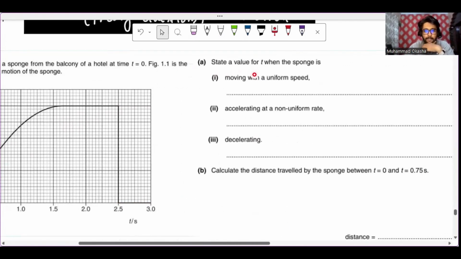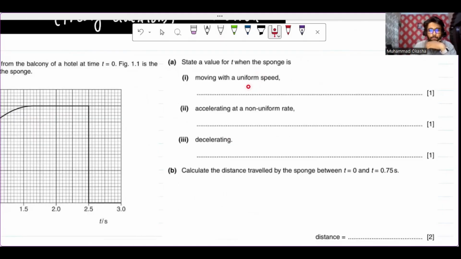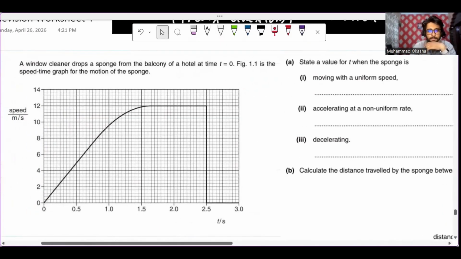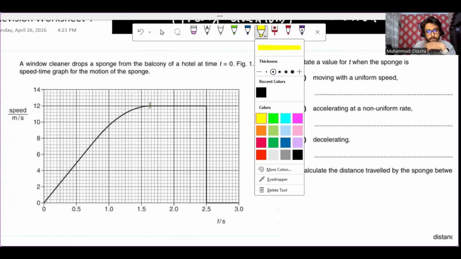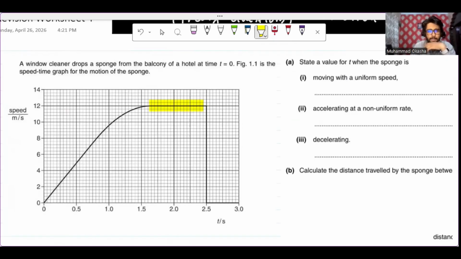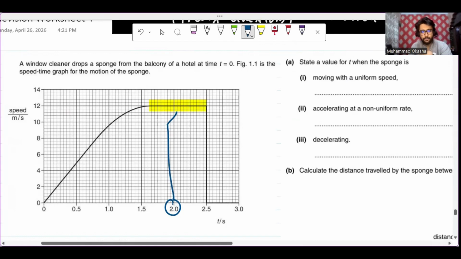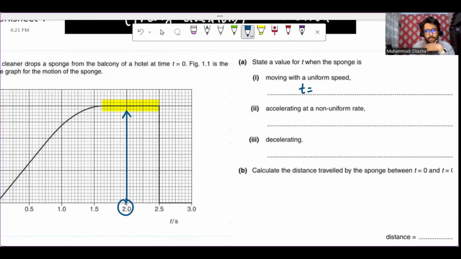State the value of time t when the sponge is moving with uniform speed. This is the region where it is moving with a uniform speed, so you can pick any value of time. Ideally, pick the middle value. For example, I'll pick t equals 2 seconds, where it is moving with a uniform speed.